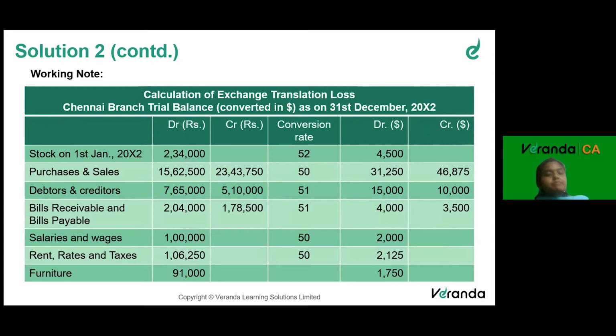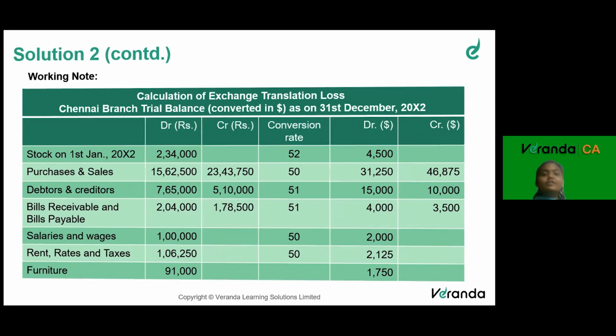Salaries, rent, all are what items? Revenue items. So what rate do we adopt for revenue? Average rate. Fixed assets and opening stock, opening rate. Revenue items are all average rate. Current assets and current liabilities are all closing rate. So take the average rate and convert it on the debit side. For furniture, I don't have to use any rate conversion, because they've given you the converted rate directly. So just adopt the same amount here.